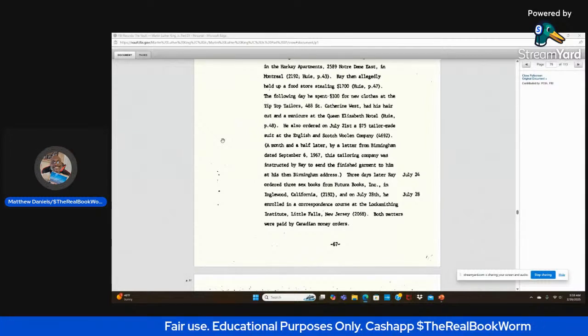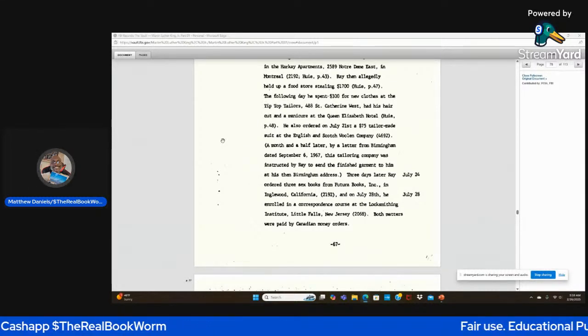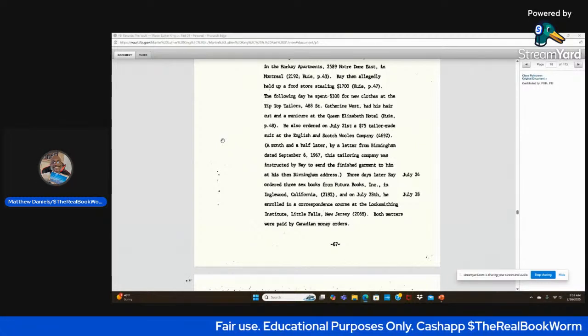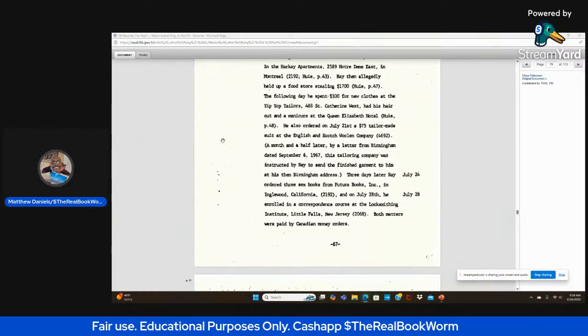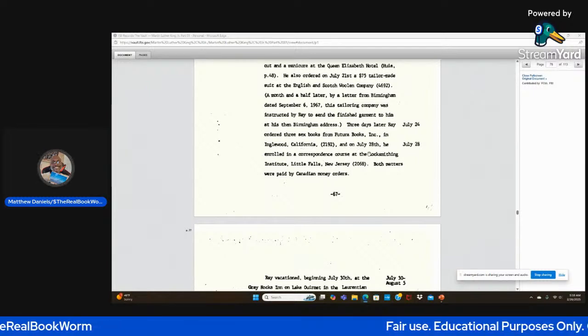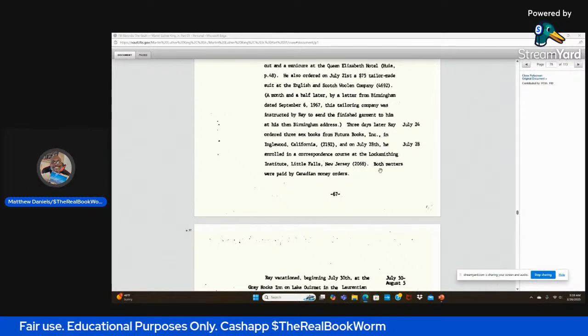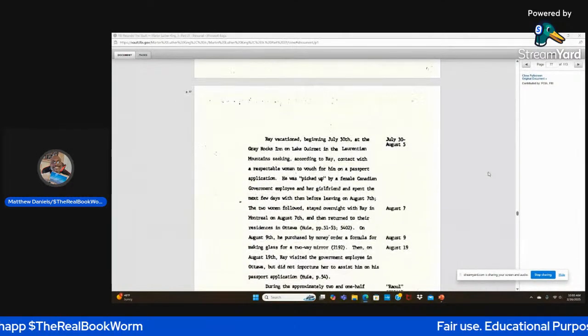About a month and a half later, by a letter from Birmingham dated September 6, 1967, this tailoring company was instructed by Ray to send the finished garment to him at his then Birmingham address. 3 days later, Ray ordered 3 sex books from Futura Books, Inc. in Inglewood, California, and on July 28th, he enrolled in a correspondence course at the Locksmithing Institute, Little Falls, New Jersey. Both matters were paid by Canadian money orders.